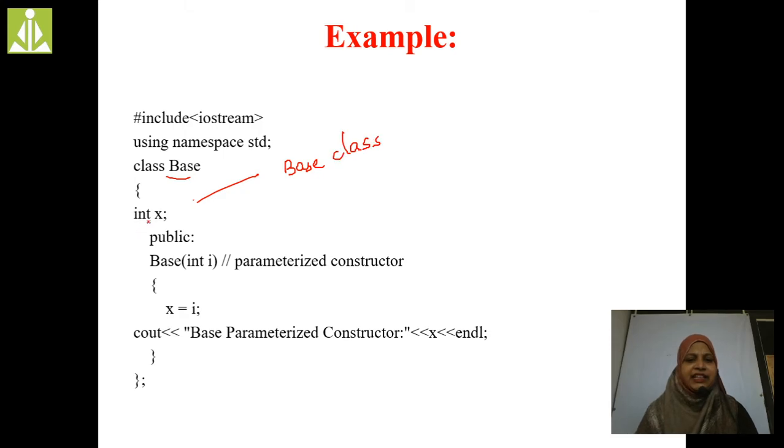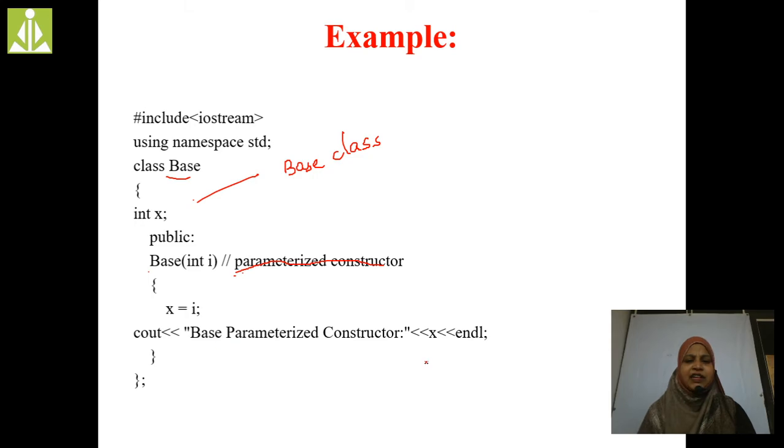Here I am declaring int x, one variable, one data member in public. Base(int i): what is base(int i)? This is the parameterized constructor, right? I am going to pass one parameter i. That's the reason I am going to write this parameterized constructor, int i. Here x equals i.